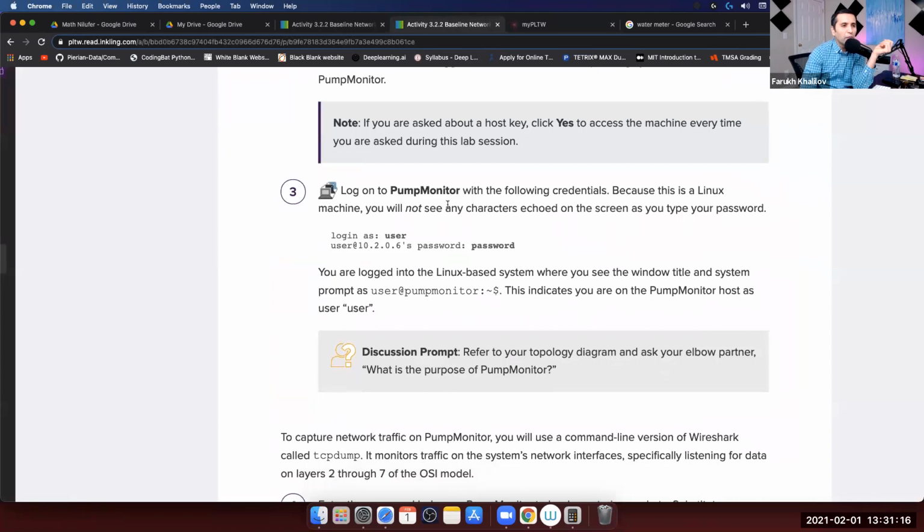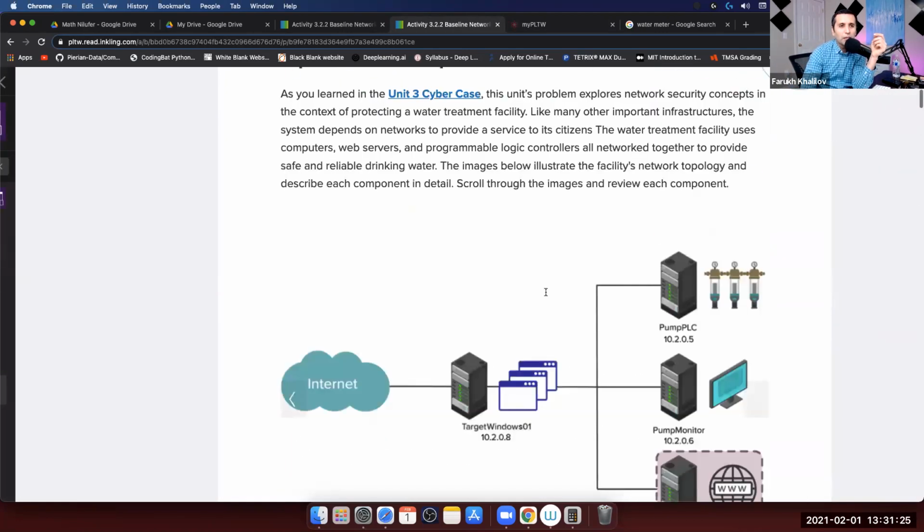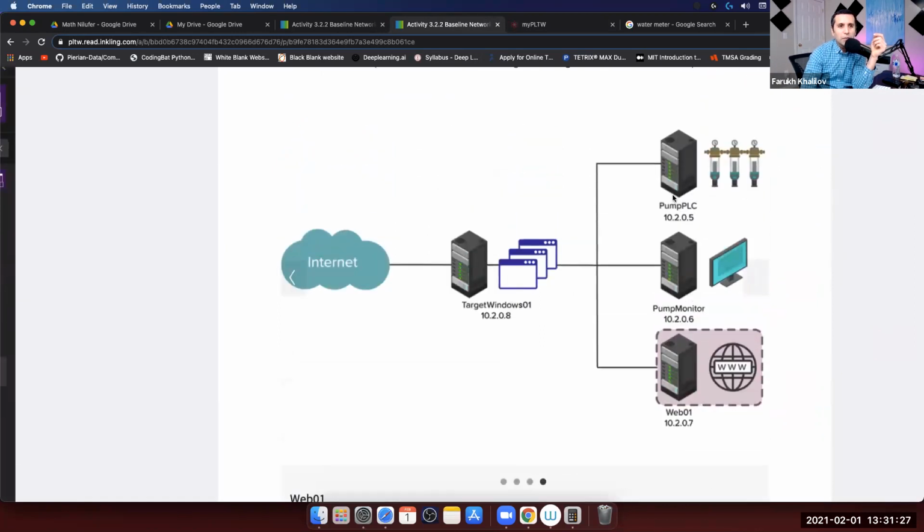So right now we need to go to the pump monitor. Do you remember the pump monitor? It's in the middle. Let me go one more time and I will not come back to this one. That is my PLC and that is my monitor. So right now we are trying to connect to that machine.